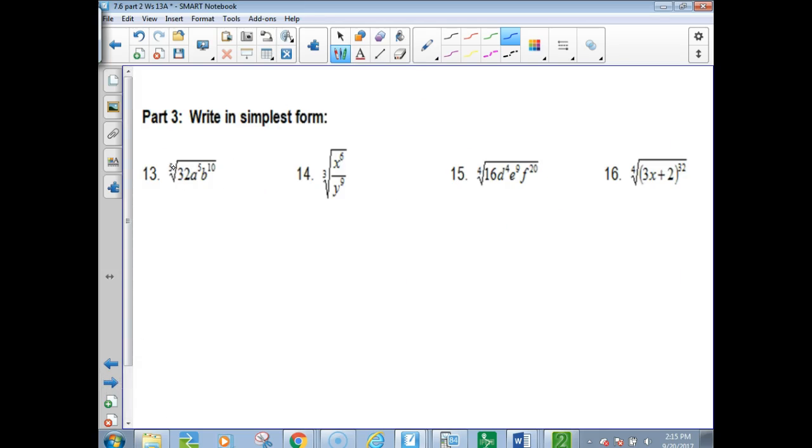Okay, now this is going to be a re-explanation of how I've been showing you why I've been telling you to divide by the index.